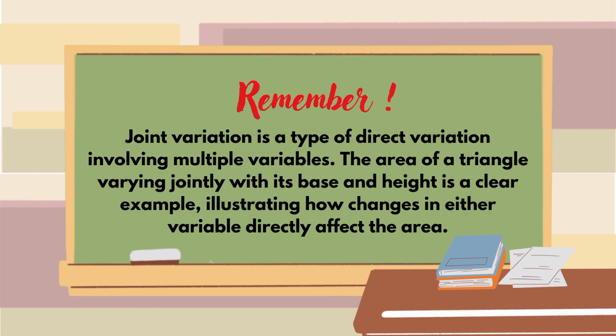Remember, joint variation is a type of direct variation involving multiple variables. The area of a triangle varying jointly with its base and height is a clear example illustrating how changes in either variable directly affect the area.